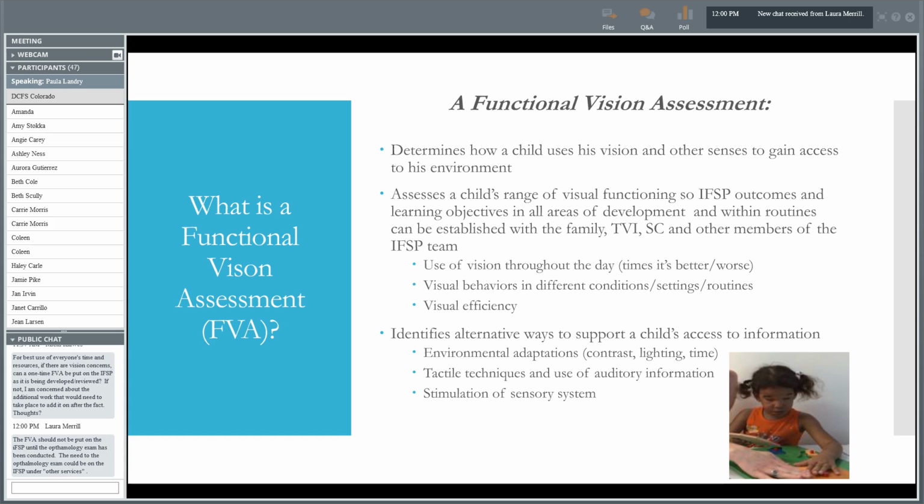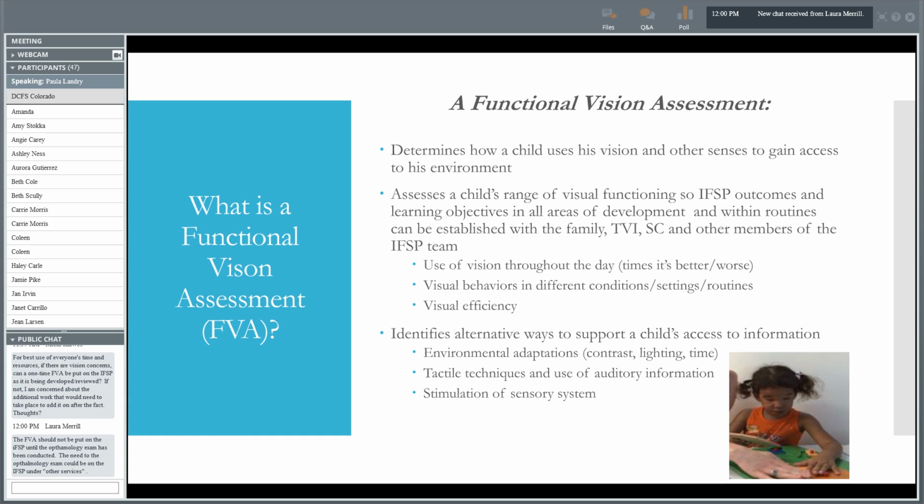So are they using touch? Are they using their auditory system? Do they need to move? What types of things is that baby using or doing to get information about the environment? And how can we set the environment up to make sure that that baby has access to the information that he's going to need?